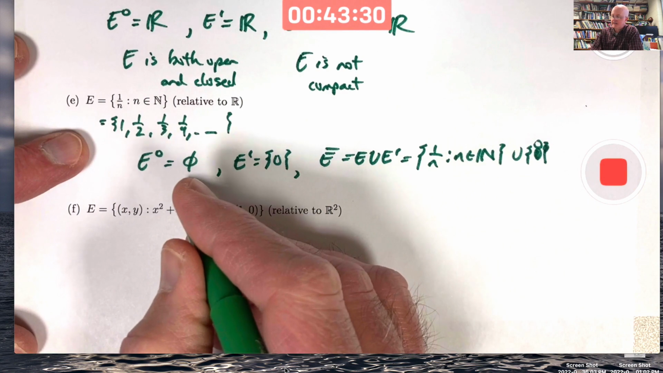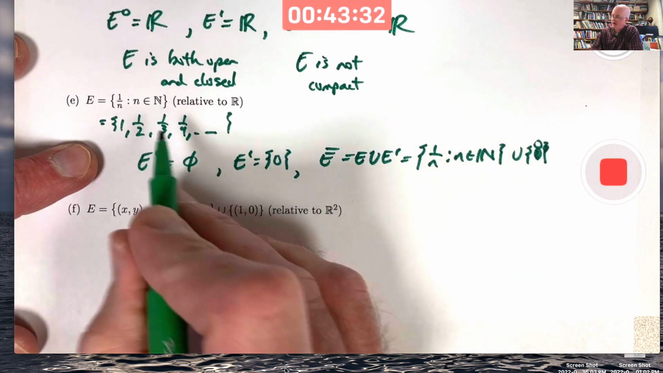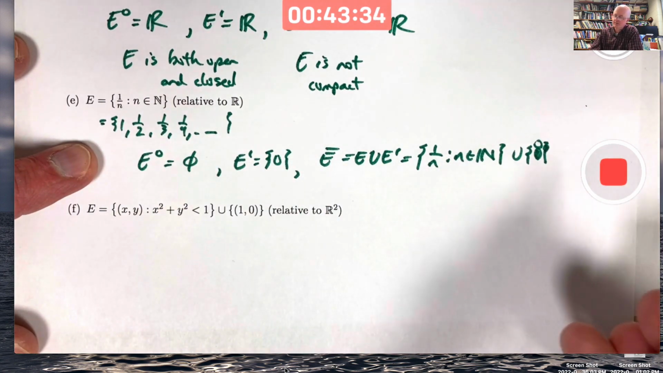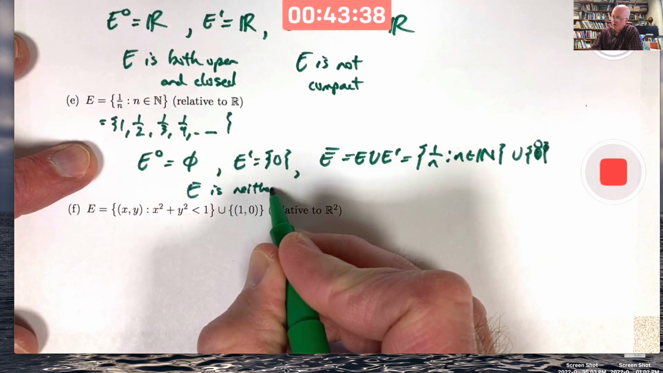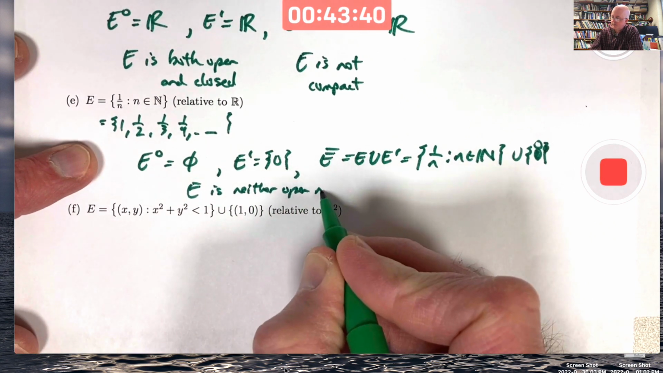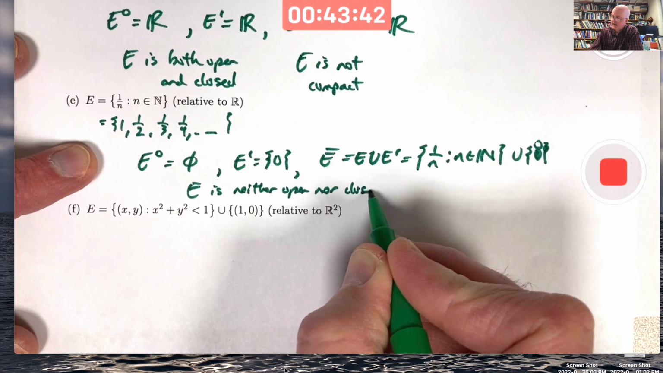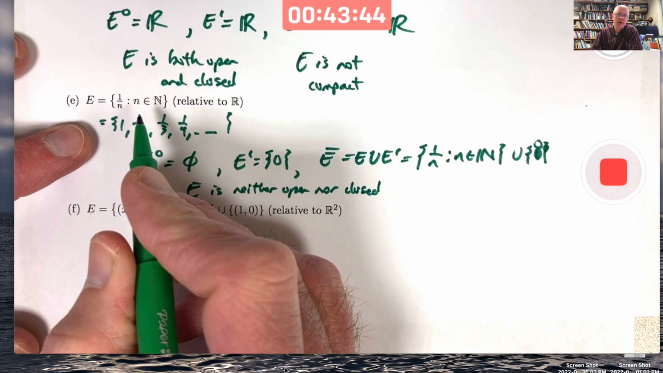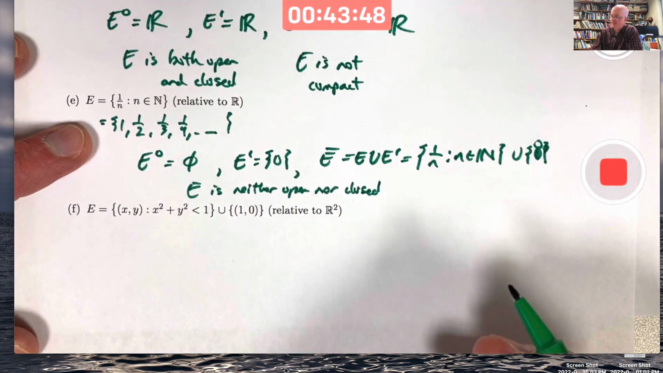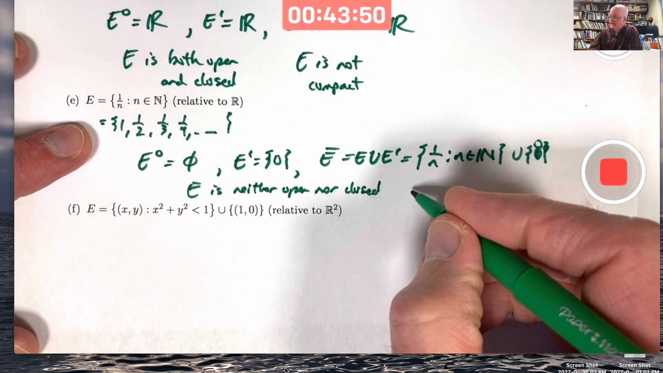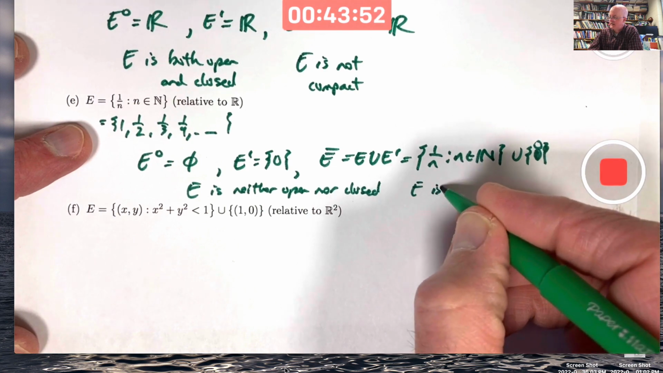E does not equal its interior, so it's not open. It also does not equal its closure, so it's not closed. E is neither open nor closed. If we had decided to include 0 as an element of E, then it would be closed. But we did not. Since it's not closed, it's not compact. E is not compact.